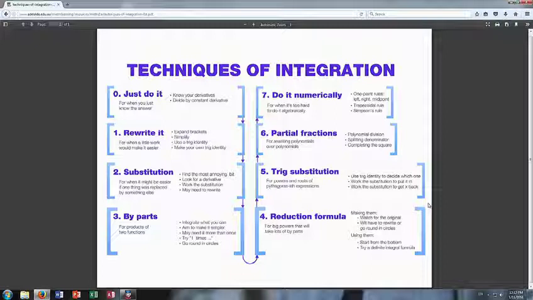You'll note that trig substitution is number 5 on this list, quite a long way down. I've very carefully lined these up. The basic methods are just doing it, because you just know what to do; rewriting it, which is expanding or simplifying or using a trig identity; substitution; and integration by parts. On the other side, reduction formula is next to by parts because traditionally you use by parts to do it, so it's a very fancy version of by parts. Trig substitution is next to substitution because it's a very fancy kind of substitution. Partial fractions is a very fancy way of rewriting it, and doing it numerically is giving up and not doing it at all.